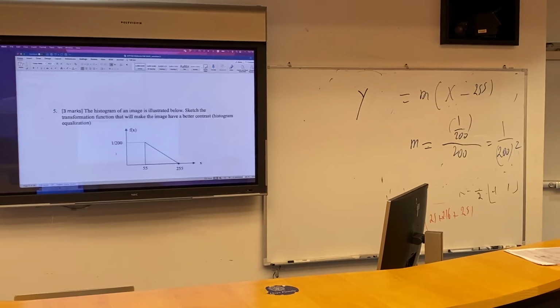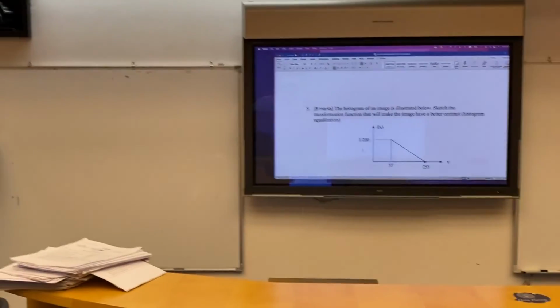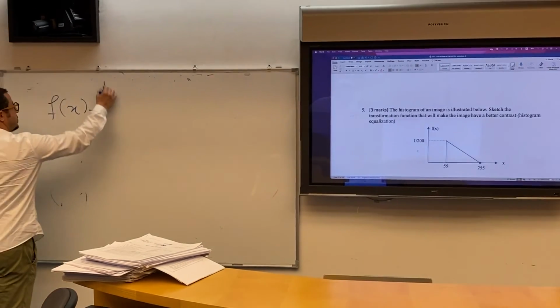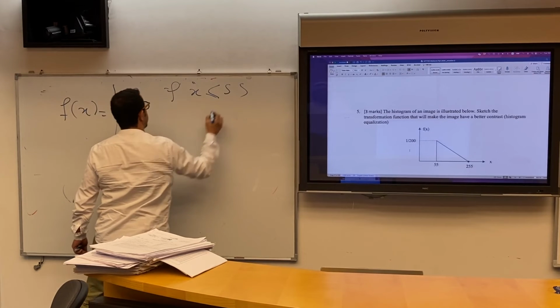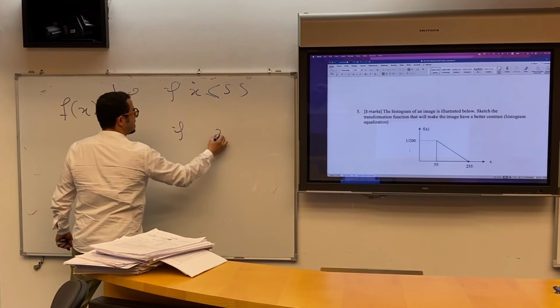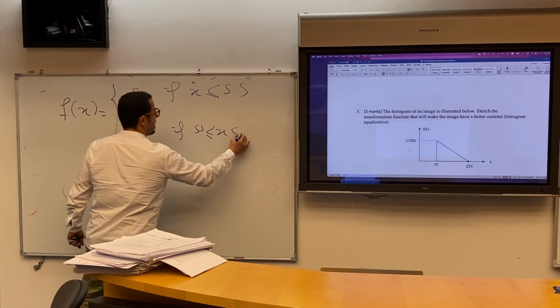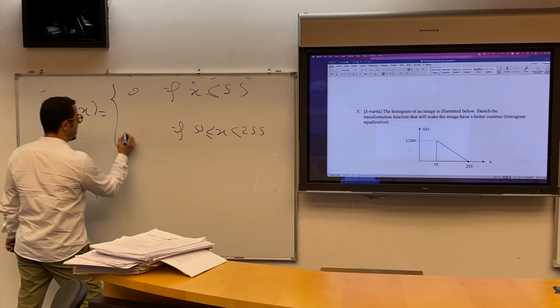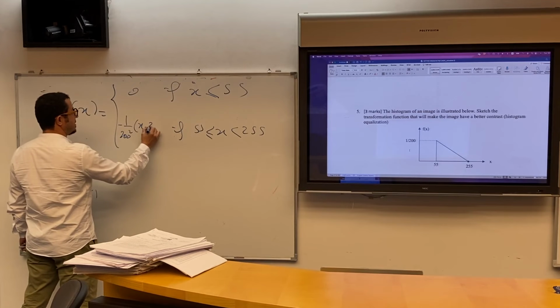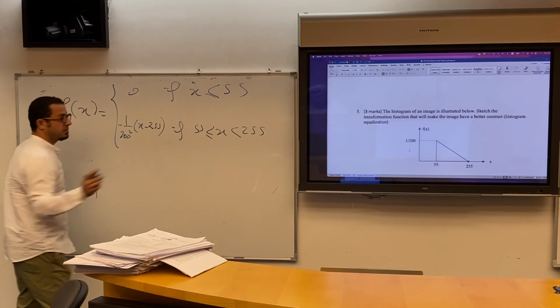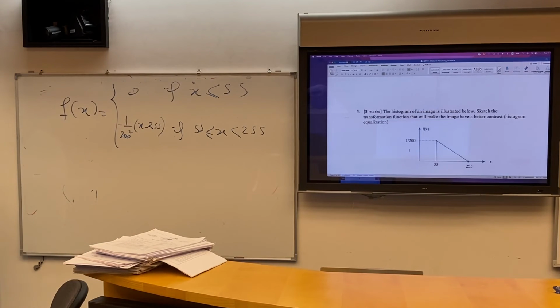So how to write now the equation f of x, please? f of x equals 0 if x is less than 55. If x is bigger than 55 and less than 255, what will be here? Minus 1 over 200 squared times x minus 255. Done. Okay? This one I need to integrate.